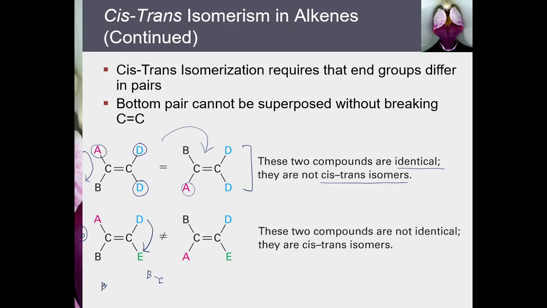B, C, A, double bond C, E, D. So, ni-rotate ko lang siya. So, ito is the same with this one. Yung D dito ay nasa taas, yung D ay nasa baba. So, if you rotate this one, this first compound here, it is not similar. Hindi sila identical. Therefore, this one is a cis-trans isomer.